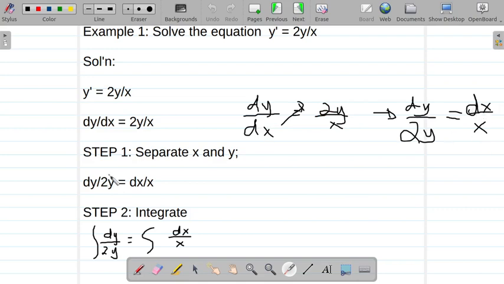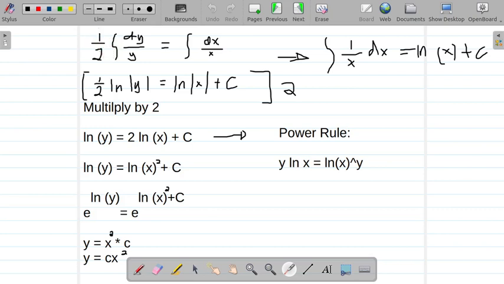Then, so remember sa step 1 na-separate na nato ang y in terms of dy and x in terms of dx. Next step is integrate. Integral of dy over 2y is equals to integral of dx over x. So since 1/2 is constant, pwede na nato siya ipagawas sa integration. So 1/2 integral of dy over y is equal sa integral of dx over x.